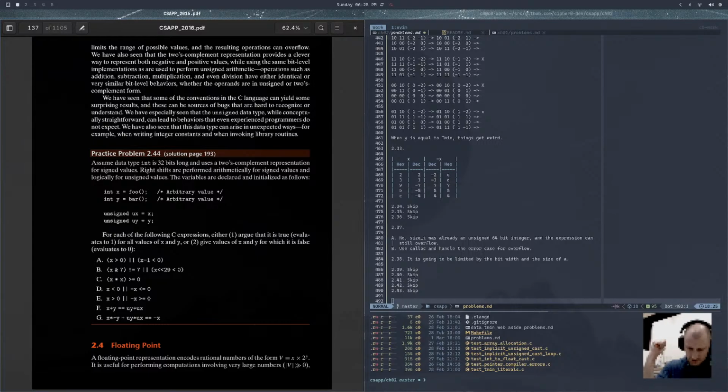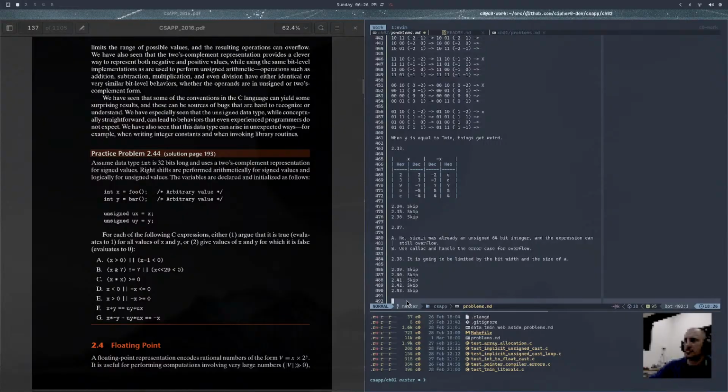We have especially seen that the unsigned data type, while conceptually straightforward, can lead to behaviors that even experienced programmers do not expect. We have also seen that this data type can arise in unexpected ways, for example, when writing integer constants and when invoking library routines. Assuming data type int is 32-bit long and uses 2's complement representation for signed values, right shifts. I think I did this. This is part of the lecture, so I'll go ahead and do these.